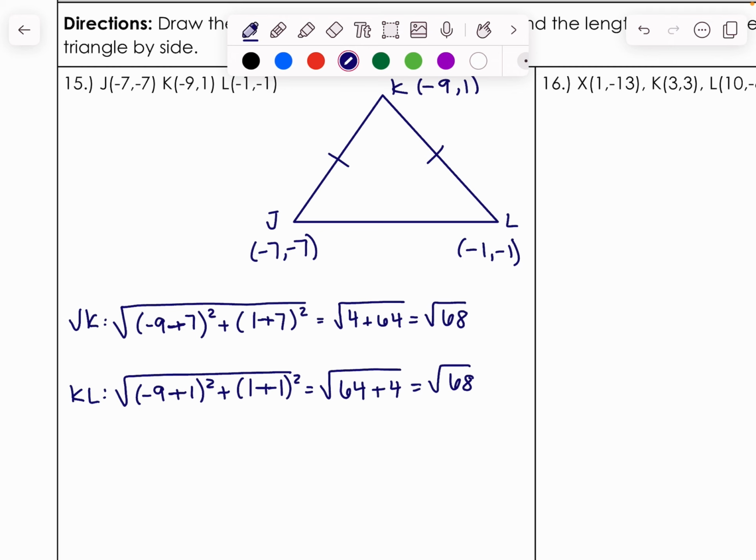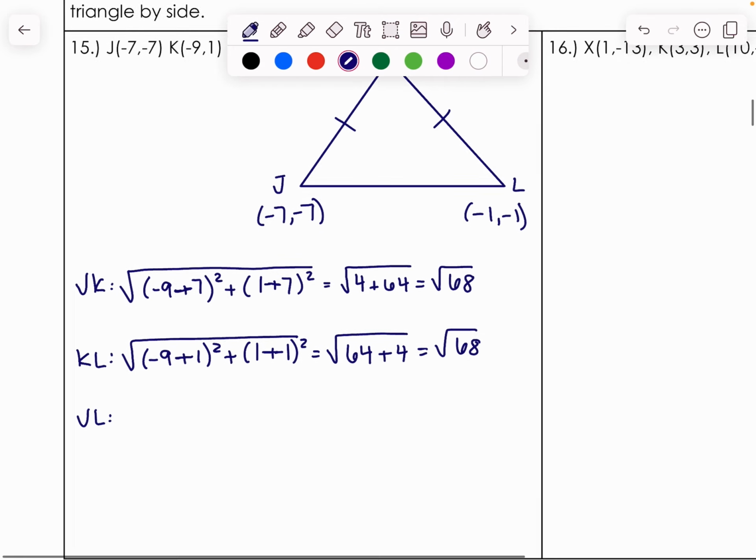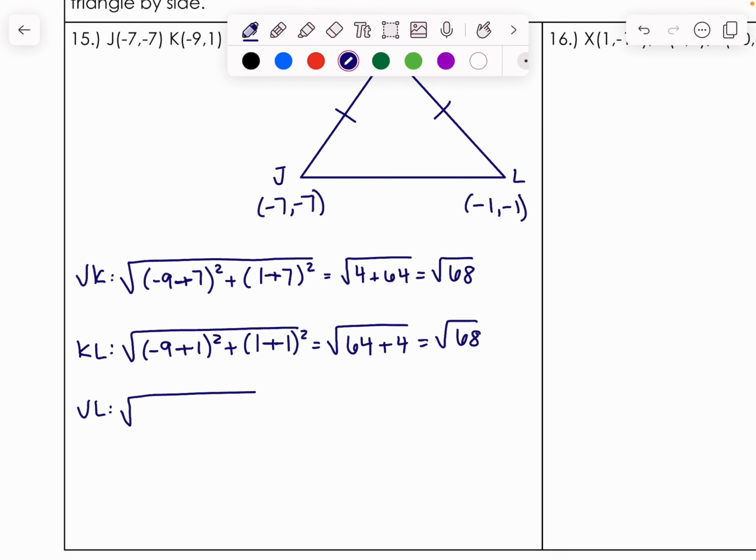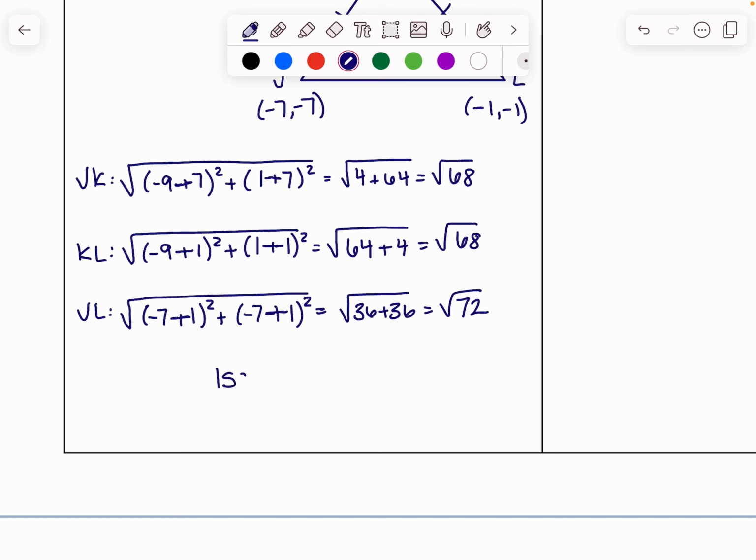So now I need to figure out the last side, JL. And if it's the same, it's going to be equilateral. If it's different, it's going to be isosceles. All right, so let's do -7 minus -1 squared plus -7 minus -1 squared. Okay, again, switch those double negatives. So I get -6 squared, which is 36. Same thing on this side. So I get square root of 72. So since that one's different, it's going to be an isosceles triangle.